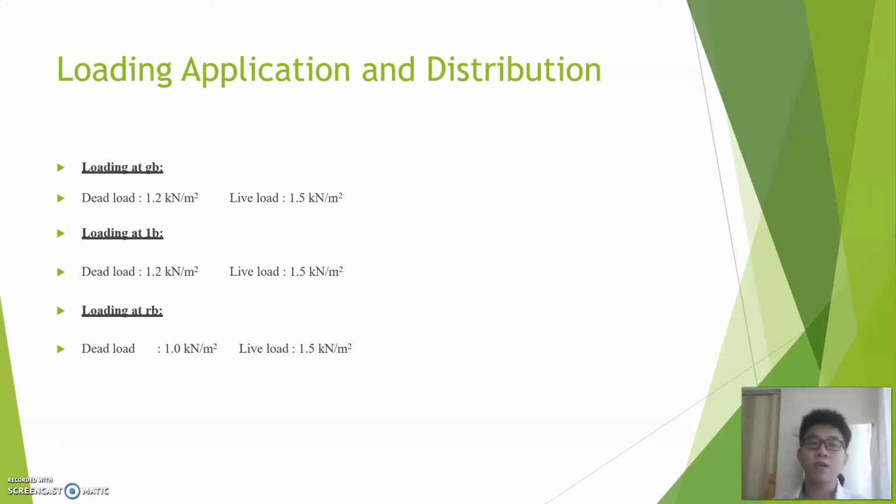For the loading application and distribution, the loading at GB has a dead load of 1.2 kilonewton per meter square and a live load of 1.5 kilonewton per meter square. For the loading at 1B, the dead load is 1.2 kilonewton per meter square and the live load is 1.5 kilonewton per meter square. For the loading at RB, the dead load is 1.0 kilonewton per meter square and the live load is 1.5 kilonewton per meter square.